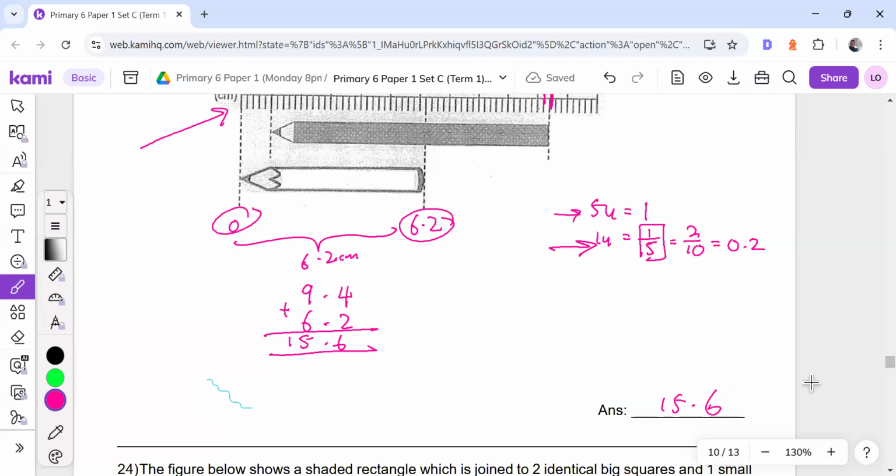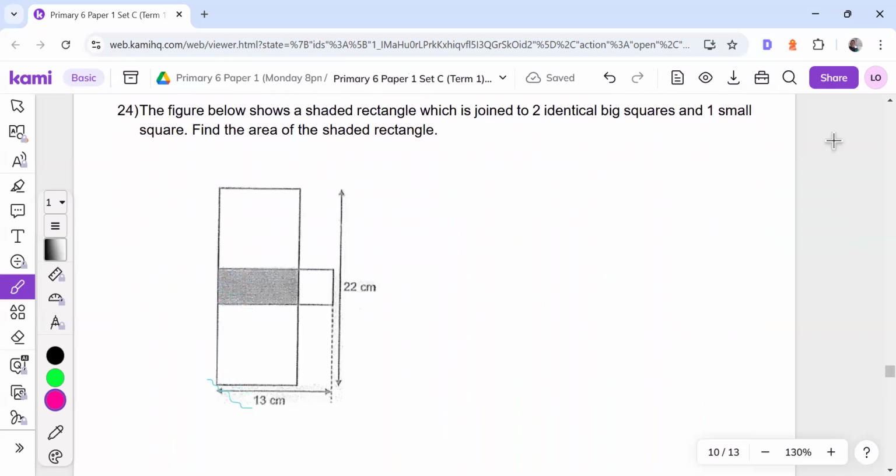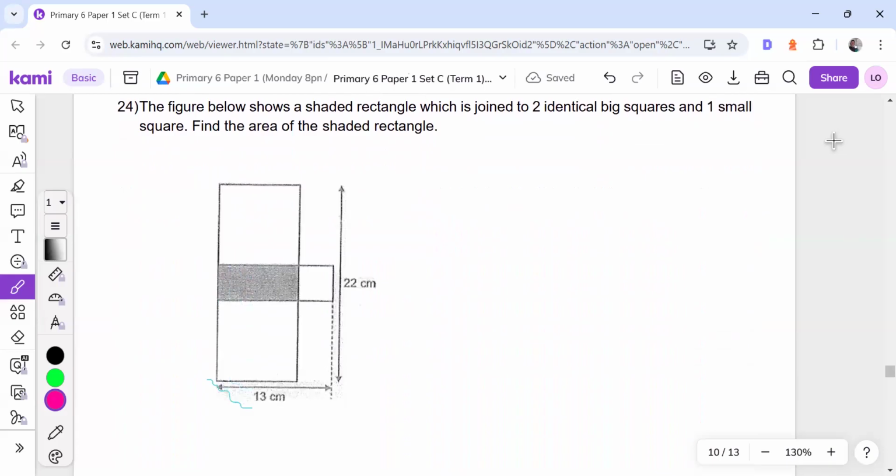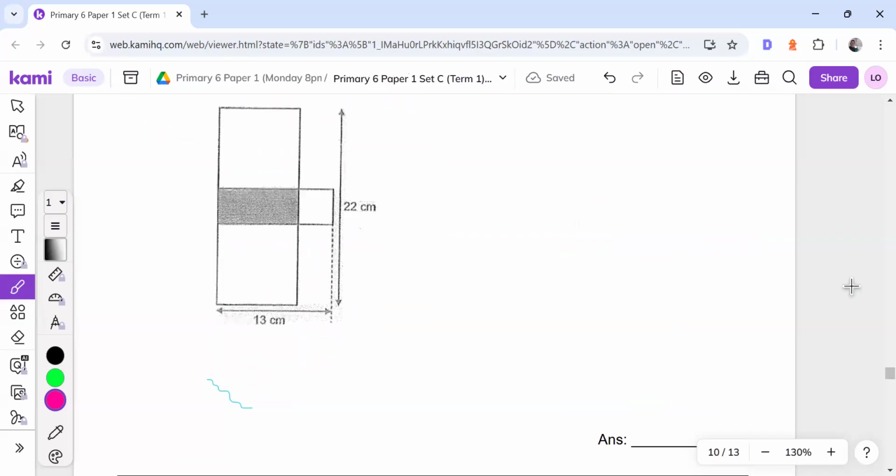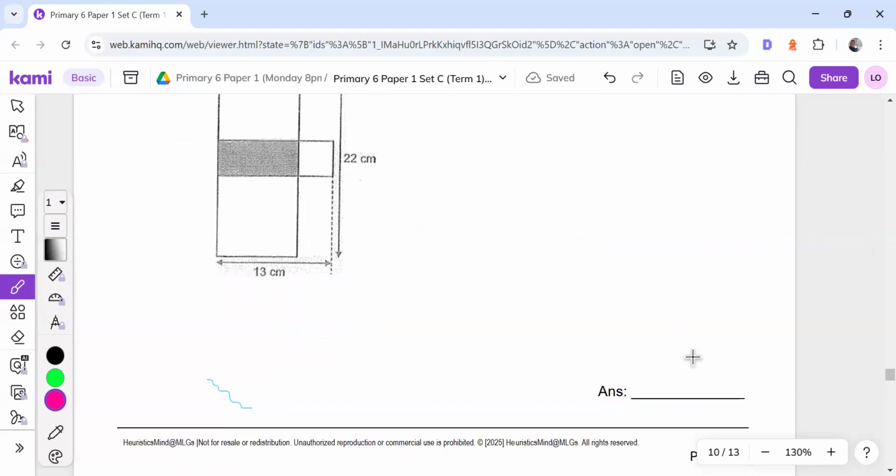Question number 24. And that's a hard question. Okay, question 24. In your PSLE, you will have a few hard questions. And if you are very unlucky, you have more hard questions. So this is one of the hard questions. The answer is 36 centimeters square. Anybody get the answer correct? We all got the answer correct, but did anybody help you?